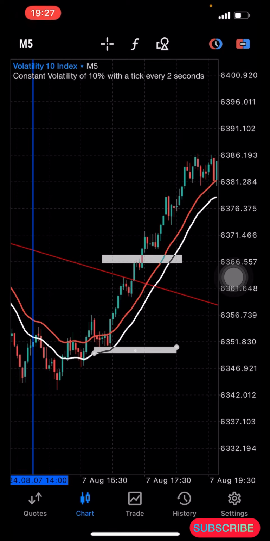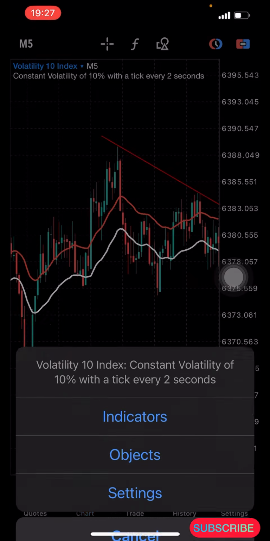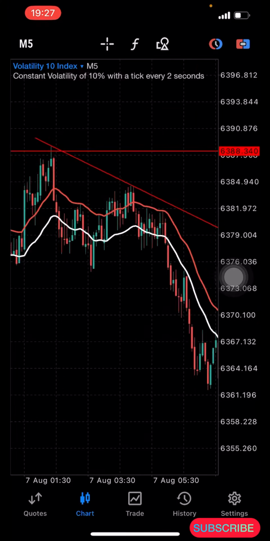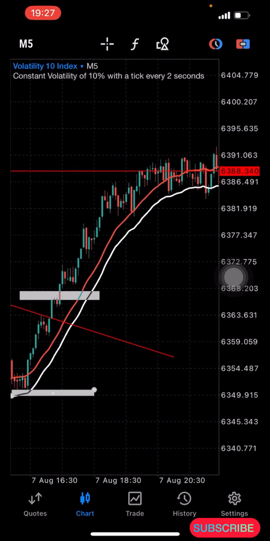Now the next thing, you have to hold till it gets to the top of the trend line, right? That's how you hold till it gets to this area, right? So now let's check. You can see it went there. Now you book in your profit, right?